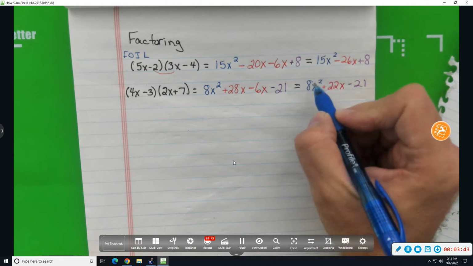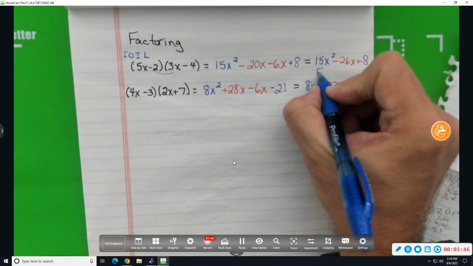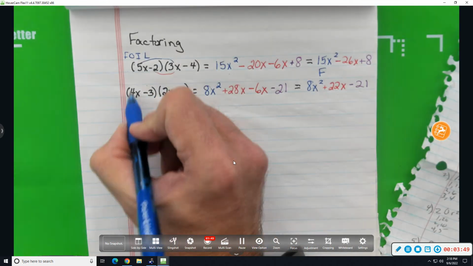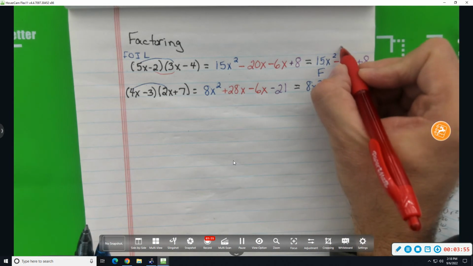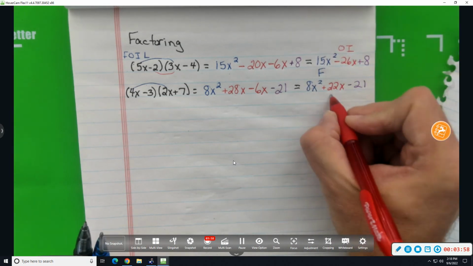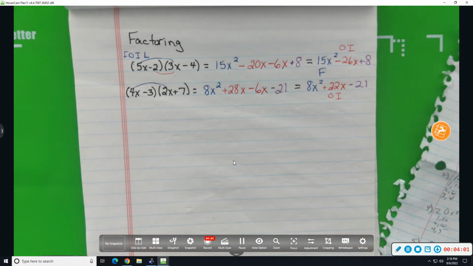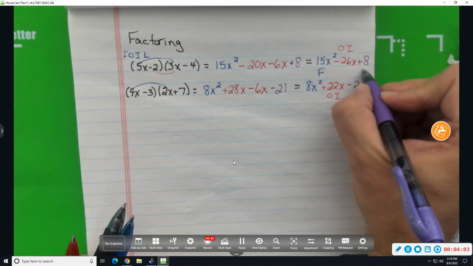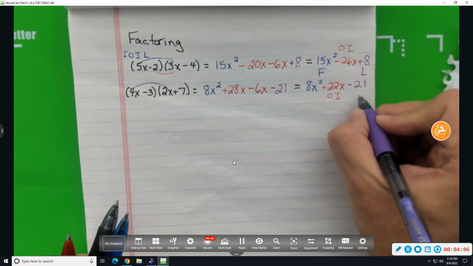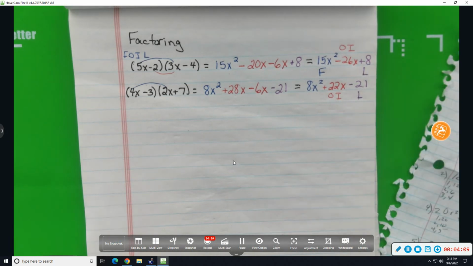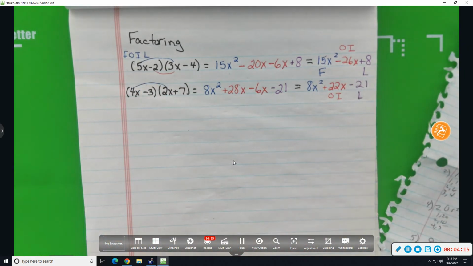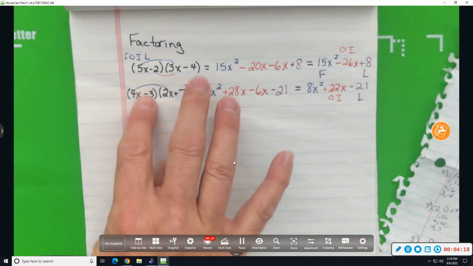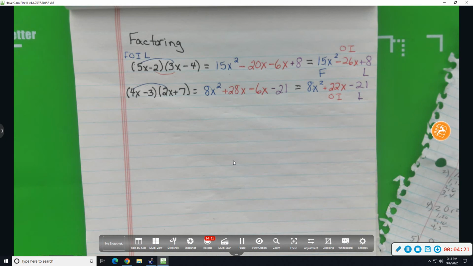So some observations. This first term is formed by foiling out, multiplying those first terms. The middle term is formed from the outer and the inner, so we can't properly gauge that until we know what the other two numbers are. And then the last number comes from these last two terms. So imagine going backwards. We're going to use a trial and error process.